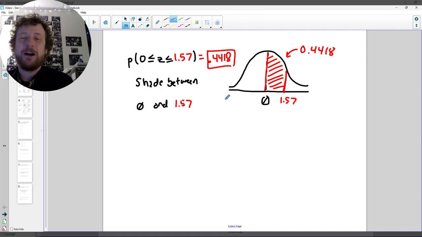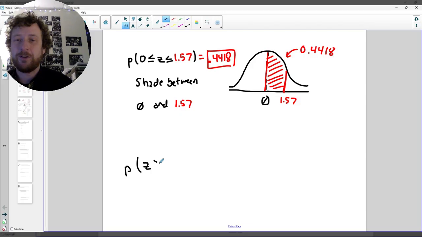But many of the things that we will shade, many of the numbers we'll look up, won't be so simple. They won't match the chart exactly. So, for instance, what if instead of between 0 and 1.57, my setup said, what is the probability that a randomly chosen person has a z-score greater than 1.57?